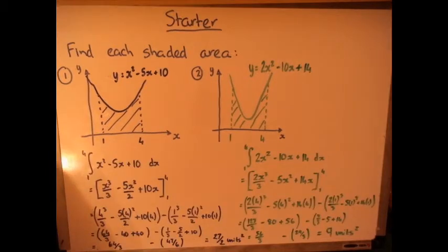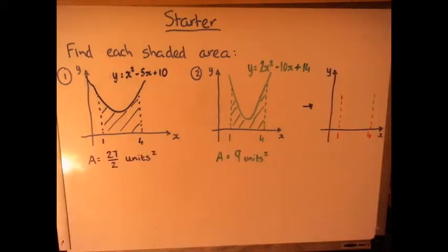So here are the two solutions. Hopefully you are able to integrate your functions, put the upper and lower limit into them, and you should have got 27 over 2 units squared for the first one and 9 units squared for the second one. So far we've looked at finding the area bounded between a curve and the x-axis. What we're going to look at today is how we would find the area bounded by two curves.